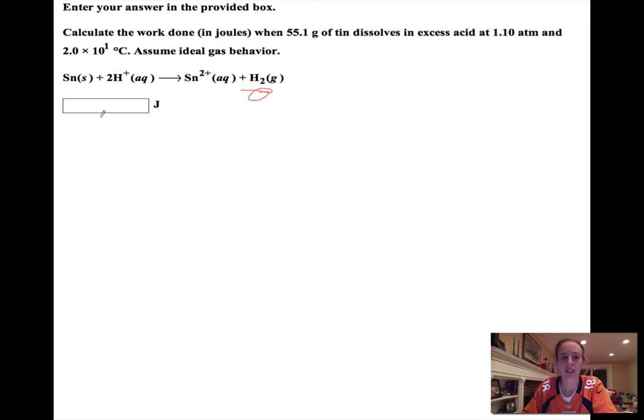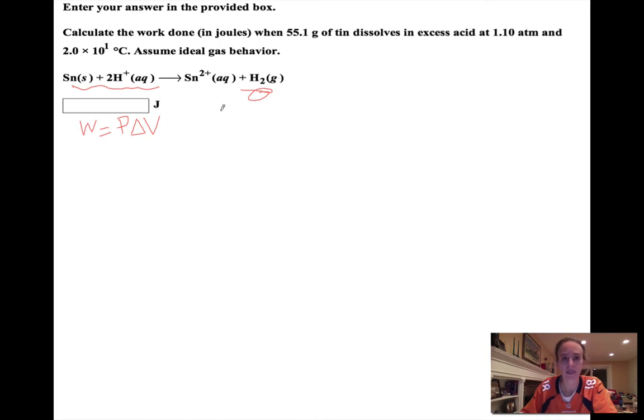Again, the key to this chapter is kind of just thinking through all of the formulas and which ones apply when. So work is a very specific thing, and the definition that we're using in this chapter for the most part is work is equal to the pressure times the change in volume of an expanding or contracting gas. And so when gas is formed from reactants that are not gases, work is being done by that system, the reaction, on the surroundings. So we're going to have to figure out how much volume of gas is created from this 55.1 grams of tin using stoichiometry.